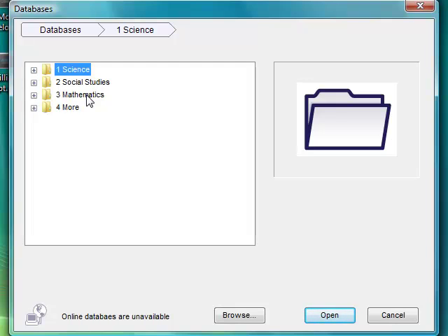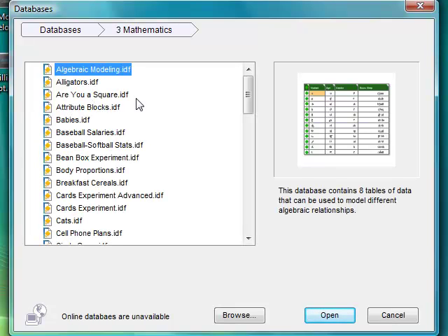Because I'm thinking of becoming a math teacher, let's take a look at some of the math databases we can look at. The idea here is, as a math teacher, you want to interact and connect with your students and make it a way to actively engage your students as best as possible.